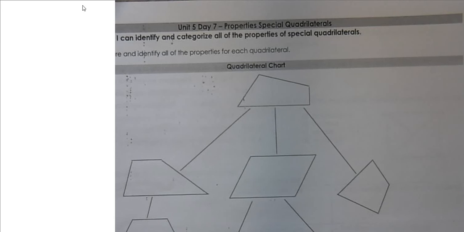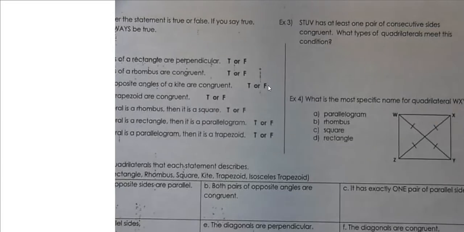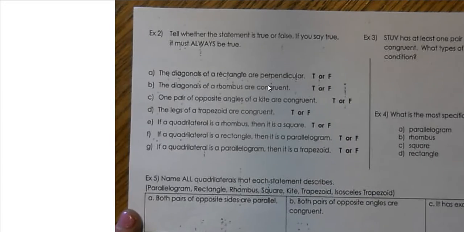Today's lesson, we are going to recap all of the properties of our special quadrilaterals. For this lesson, please make sure that you have multiple colors to write with, as well as both of the sheets that have all of our examples going from 1 through 5. Let's go ahead and get started with example number 1.